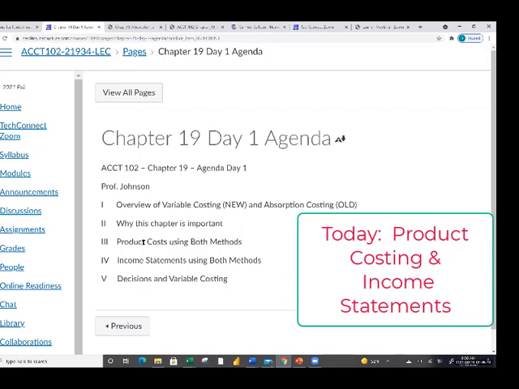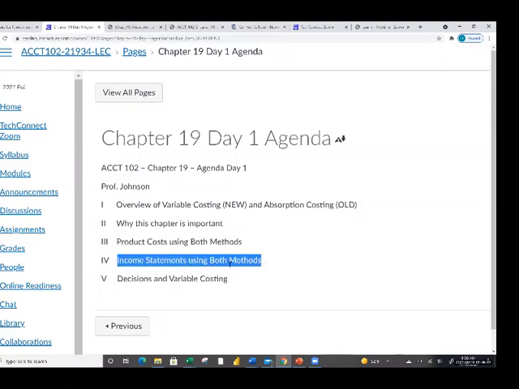So as I just mentioned, we're going to focus today on the cost of the products using both methods. Again, one you're already really good at because we've been talking about absorption costing. And then we'll do income statements using both methods. And again, you're really good at doing GAAP income statements. The challenge will be to utilize the new direct costing to do those things.